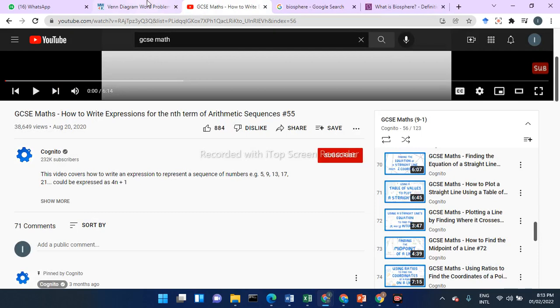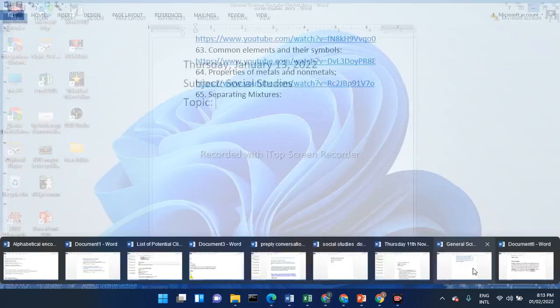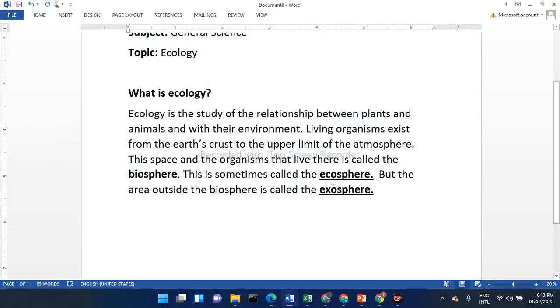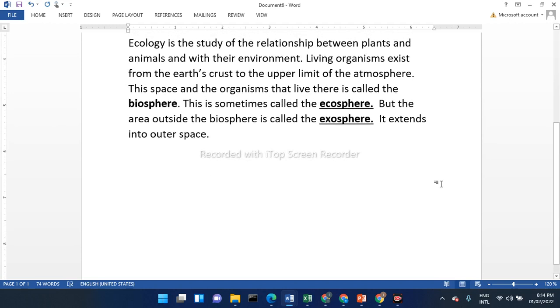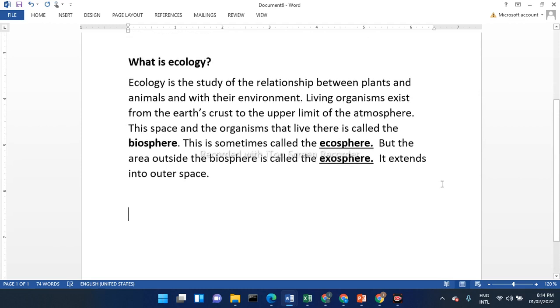Okay, all right. Where are we? Okay, so outside of that is the exosphere. All right. Now this is the area that extends into outer space. All right. So we have to understand what is ecology.